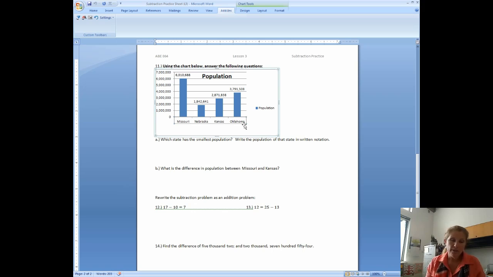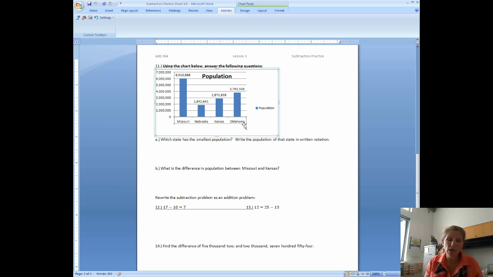So the question on this problem, the first one, is just which state has the smallest population? And of course, the smallest population here is going to be Nebraska. It's the one with the shortest bar. That's the smallest population. Plus, you can look at the numbers and tell that's definitely smaller than the other one.